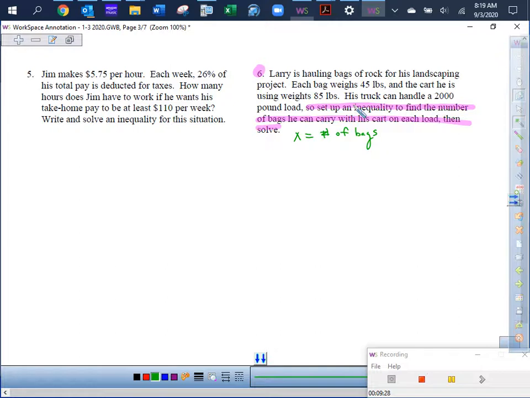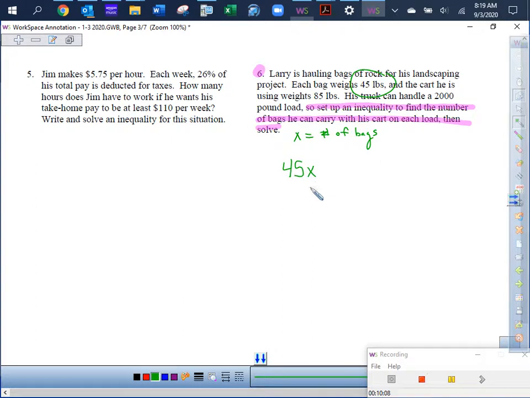That will never vary, right? The cart's always going to weigh 85 pounds. But couldn't the number of bags of rock that he puts on his truck vary? Couldn't he put like 1 bag, 2 bags, 10 bags, 100 bags, whatever? Couldn't that vary? So that's why next to the 45 pounds, we're going to say it's 45 pounds for every bag of rock that he gets.